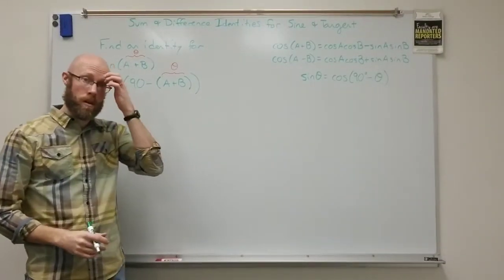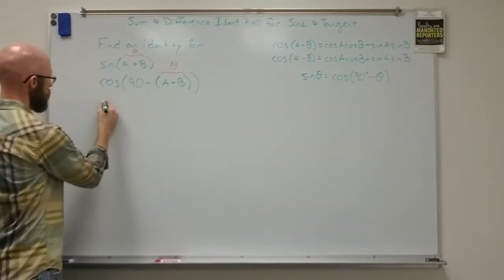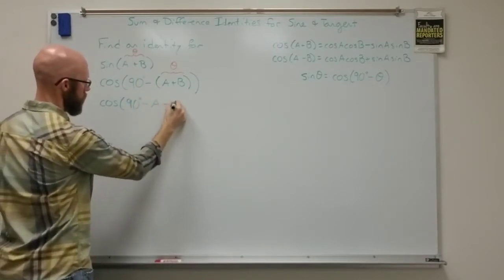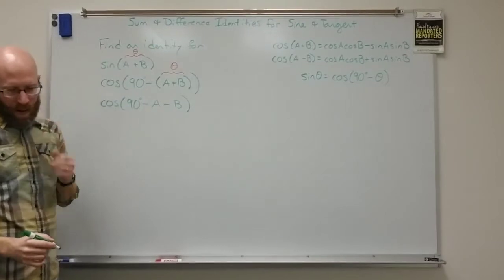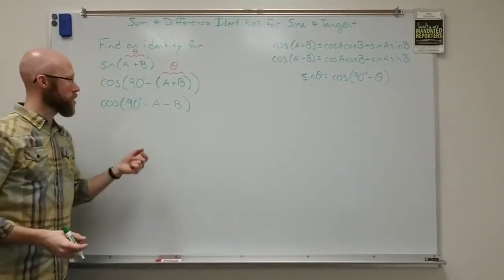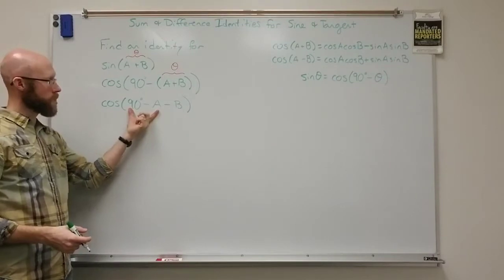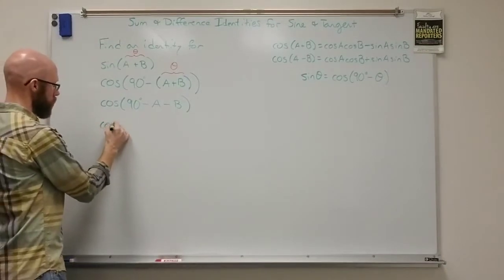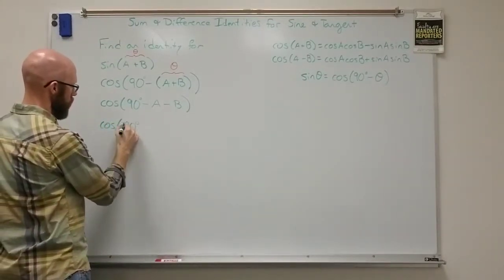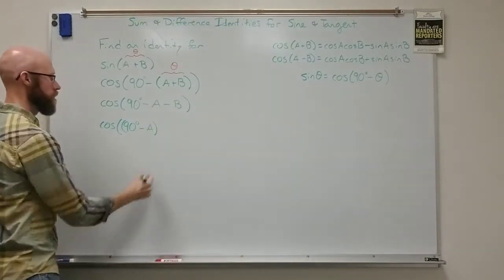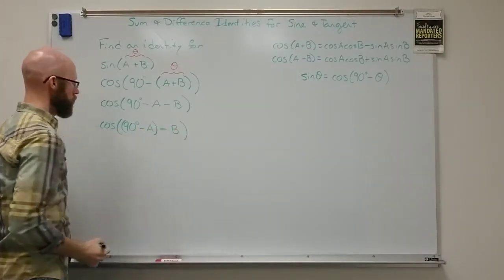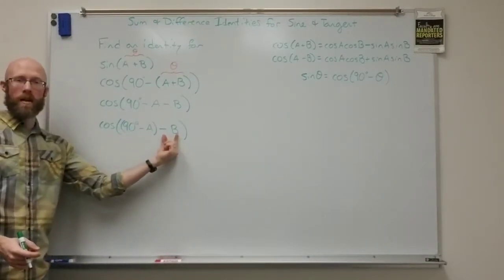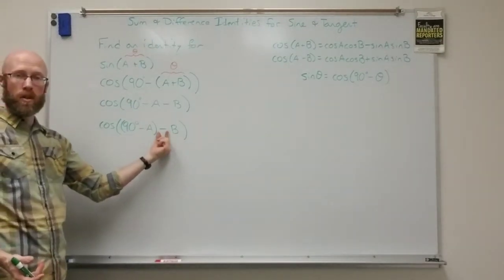Now we'll do a little bit of algebra. So we're going to distribute the minus. So we have the cosine of 90 degrees minus a minus b. And then I'm going to do a little bit of regrouping. I'm going to regroup 90 degrees minus a and the minus b together, two different angles. So cosine of 90 degrees minus a, all minus b. Now I've created another angle here, 90 minus a, and b, and there's a difference between those two angles.